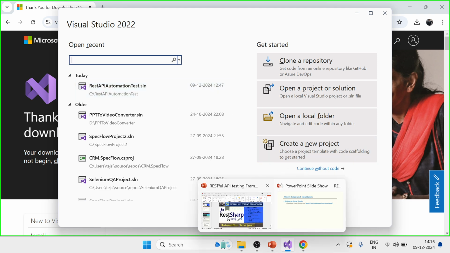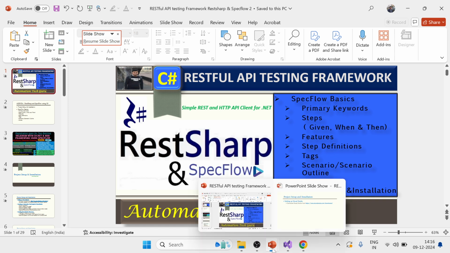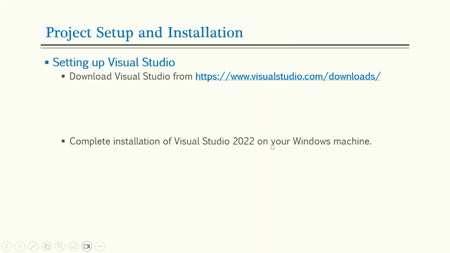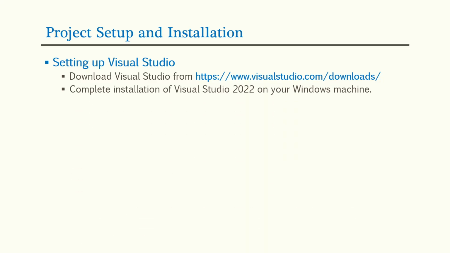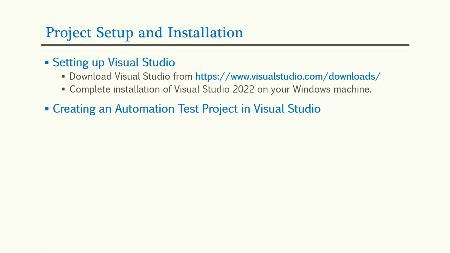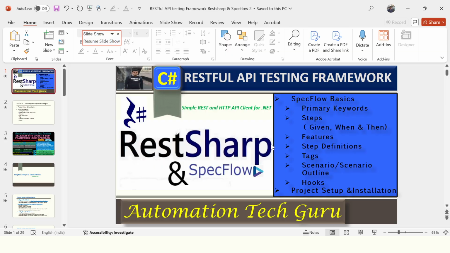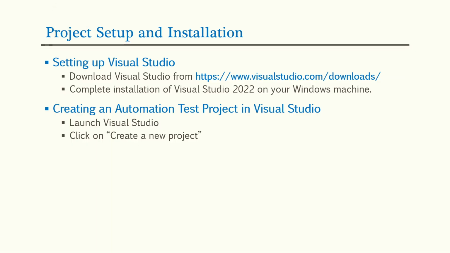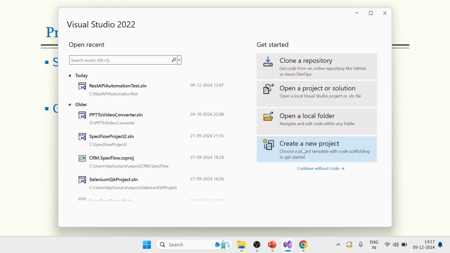Go to the PPT here. Complete the installation of Visual Studio 2022 on your Windows machine. Creating an automation test project in Visual Studio. So how to do that? First, start the Visual Studio. Click on create new project. So let's create a new project.